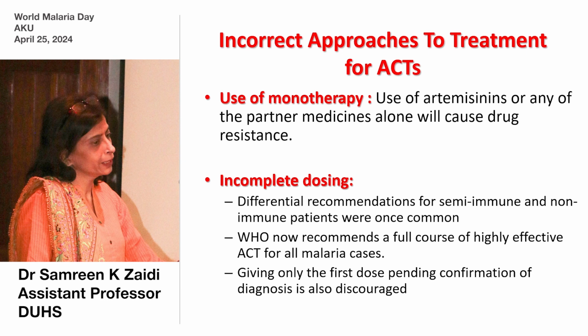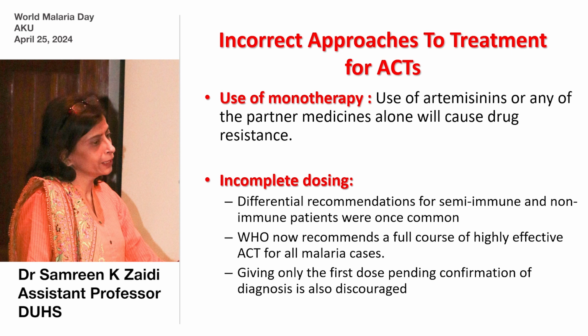There are a few incorrect approaches in the use of ACTs which are leading to the resistance we were discussing earlier. The first one is the use of monotherapy. If you are using only artemisinin or a partner medicine alone, that can cause resistance. There were also concepts that there is partial immunity in people living in endemic areas, but this concept has been discouraged by WHO, and they recommend a complete dose for every patient regardless of their underlying immunity status.